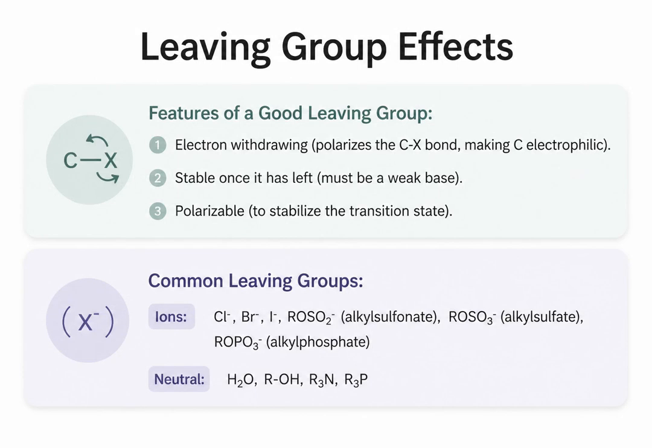Now let's look at the other half of the equation, the leaving group. A good leaving group must do a few things. First, it needs to be electron withdrawing to polarize the bond and make the carbon an attractive target for the nucleophile. Second, and most importantly, it must be highly stable once it leaves with the electron pair. This generally means good leaving groups are weak bases, the conjugate bases of strong acids. Halides like chloride, bromide, and iodide are excellent, as are resonance-stabilized ions like sulfonates. Neutral molecules like water or alcohols can also be great leaving groups.